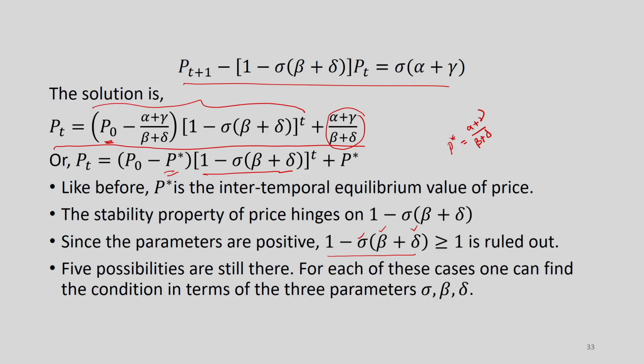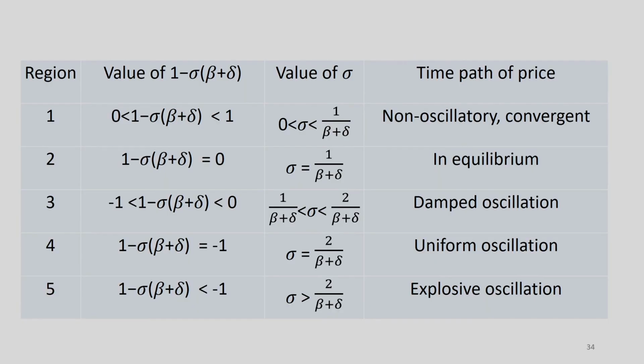All right, but even if we have got rid of 2 possibilities, there are 5 possibilities that are left out. For each of these cases, one can find a condition in terms of the 3 parameters sigma, beta and delta. So, 5 cases are left out, and let us try to see how they turn out to be. So, these are the 5 cases that I am talking about, 1, 2, 3, 4, 5. This B can be between 1 and 0, it can be exactly equal to 0, it can lie between 0 and minus 1, it can be equal to minus 1, and it could be less than minus 1.